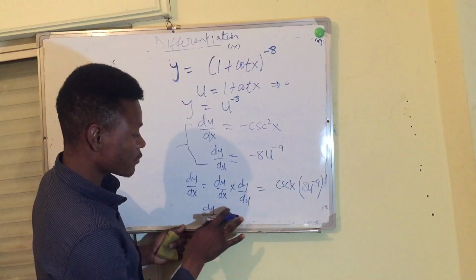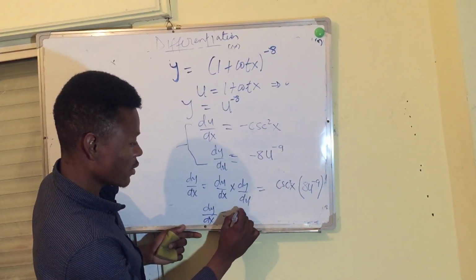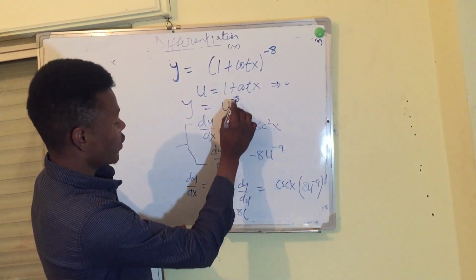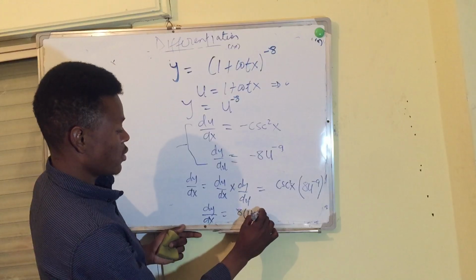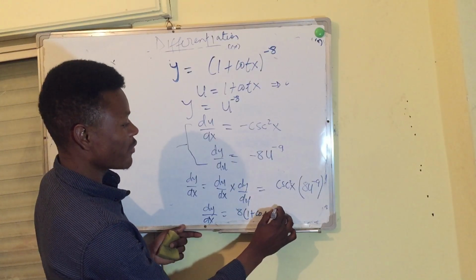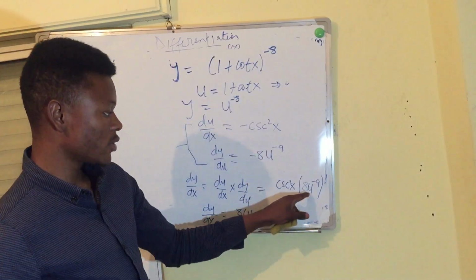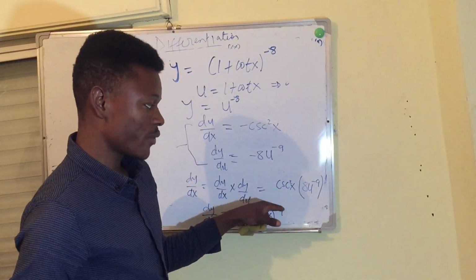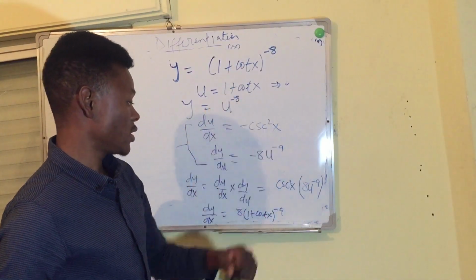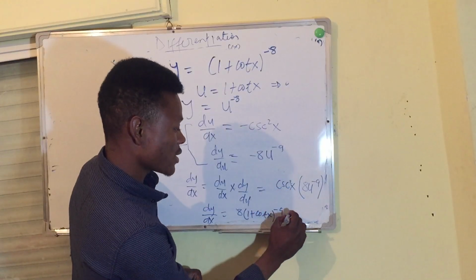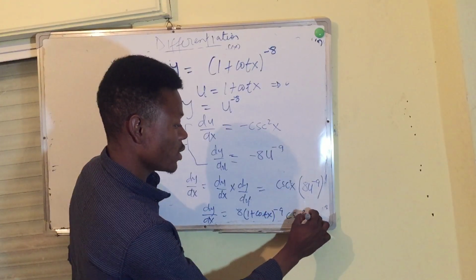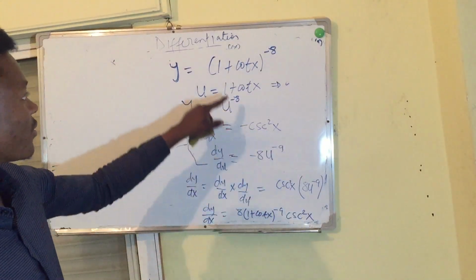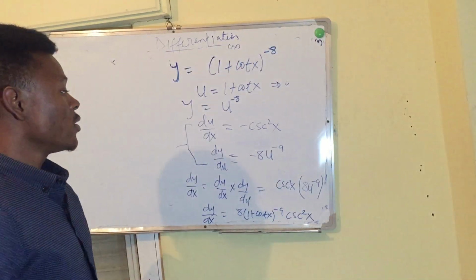So this dy dx now, with the cosec square x, let me do it. 8 bracket u. What is u? 1 plus cot x to the power of negative 9. Right? Because 8u to the power of negative 9. So 1 plus cot x to the power of negative 9, because u is 1 plus cot x. Then we have cosec square x again. So this is the derivative of this function.